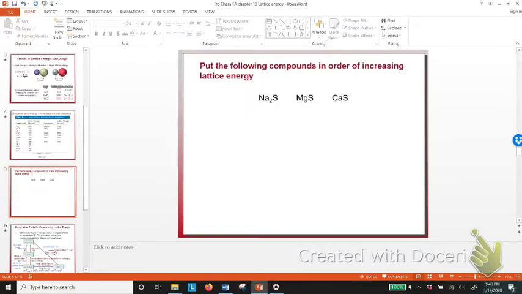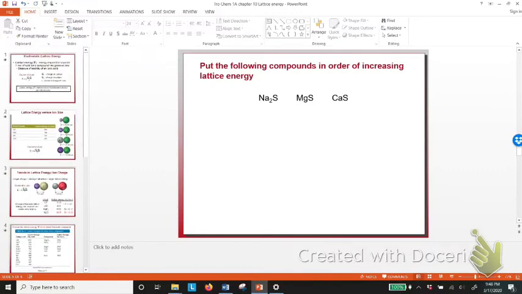So you might see a question that's something like this. Put the following compounds in order of increasing lattice energy. So once again, we have Coulomb's law. Remember, Coulomb's law is that the lattice energy is proportional to the charge divided by the radius, where the charge is the most important.